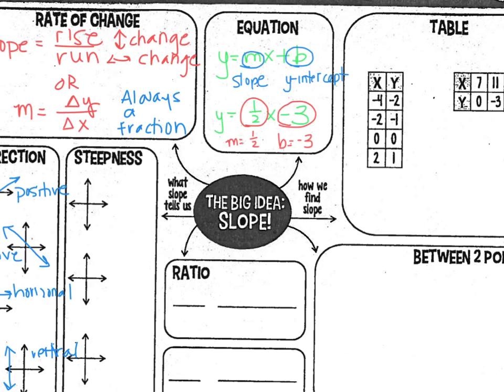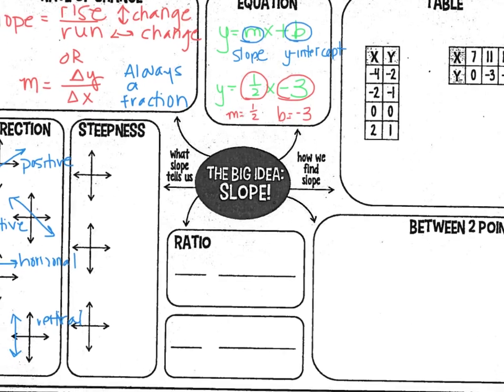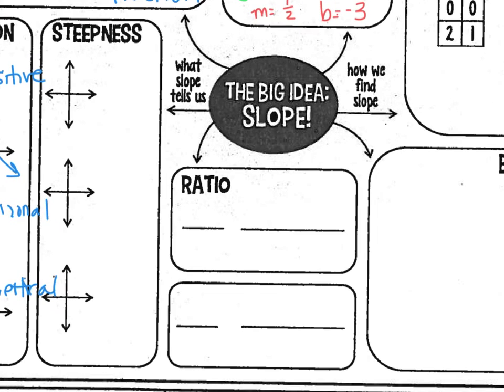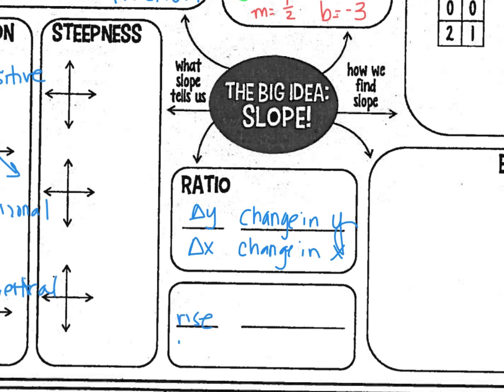I'm going to come down to ratio because I've already talked about this, and then we're going to talk about how to calculate slope. With the ratio right here, I've already told you that the ratio is the change in y over the change in x. It is always y over x. We also can say that it's rise over run, which also means vertical change over horizontal change.